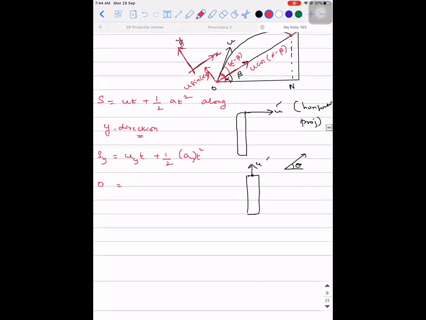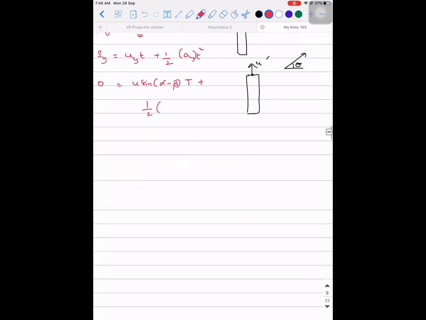So 0 is equal to, what is the velocity along the y direction? U sine of alpha minus beta, that's right, into the time taken for the particle to go from O to B, which is called the time of flight, plus half into the acceleration along y direction. What is it? Minus t.